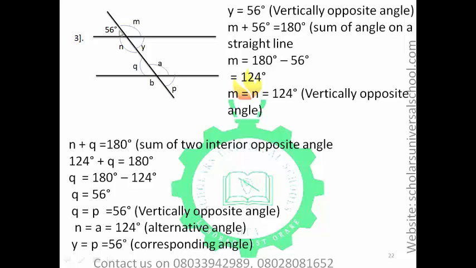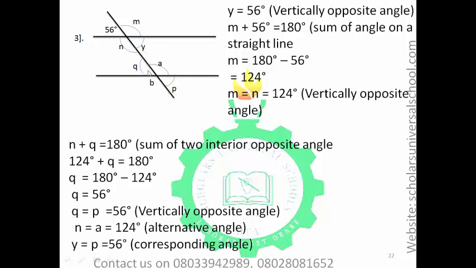We want to solve for M now. Add 56 degrees and M together. This one gives you angle on a straight line. So M plus 56 degrees is equal to 180 degrees, sum of angles on a straight line. Is that taken? So subtract 56 from 180 degrees. It gives us 124 degrees. Which means the angle M is what? 124 degrees. And M is also vertically opposite to N. Therefore, M is equal to N is equal to 124 degrees. Vertically opposite angles are equal. We have been able to solve for N, M, and Y.